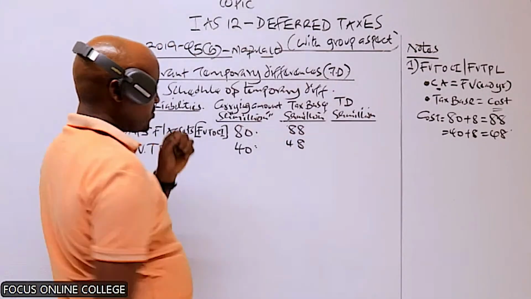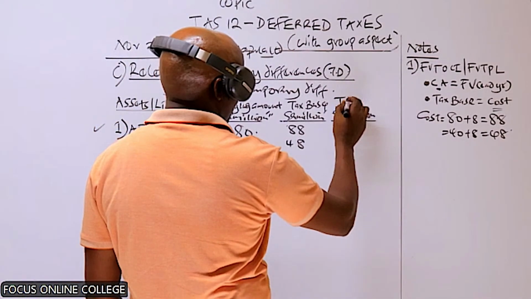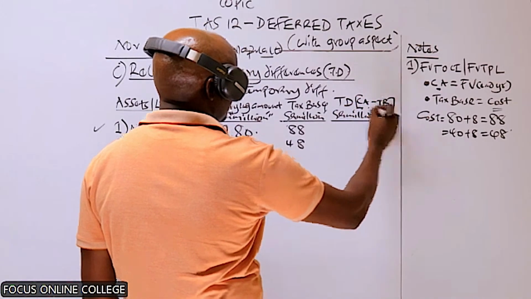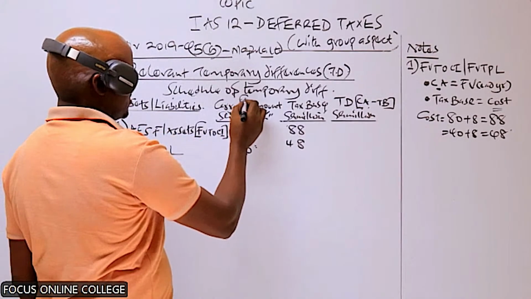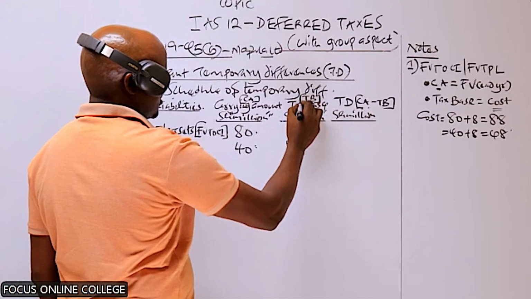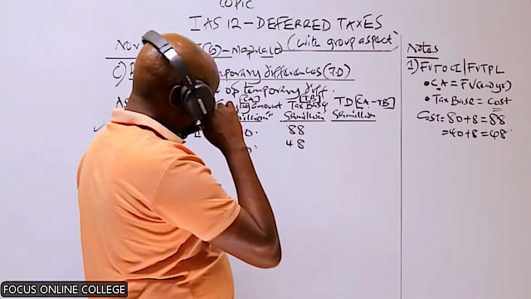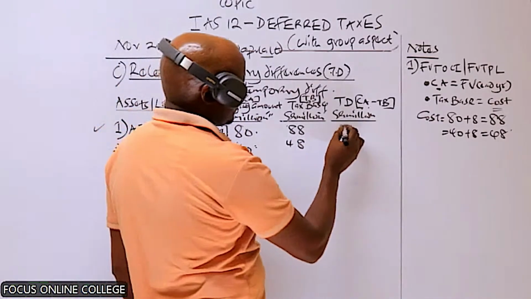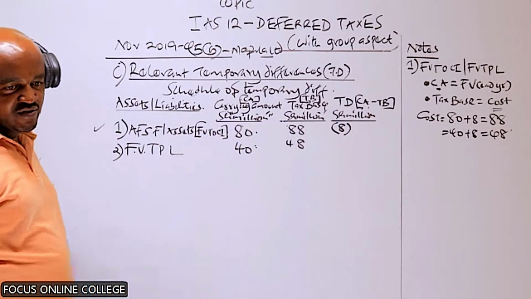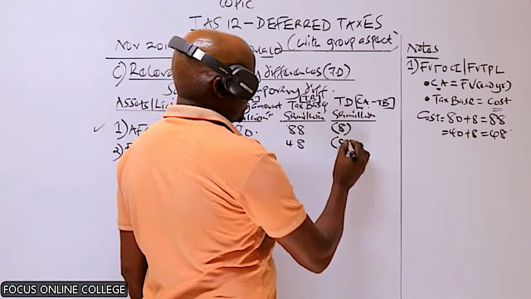And then we compute the temporary difference. Remember, sorry, not tax base, but temporary difference. This is equal to carrying amount minus tax base. So this one is the carrying amount, and this is the tax base. This minus this will give us what? It will give us -8. Is that what you're getting? -8? This minus this will give us -8.